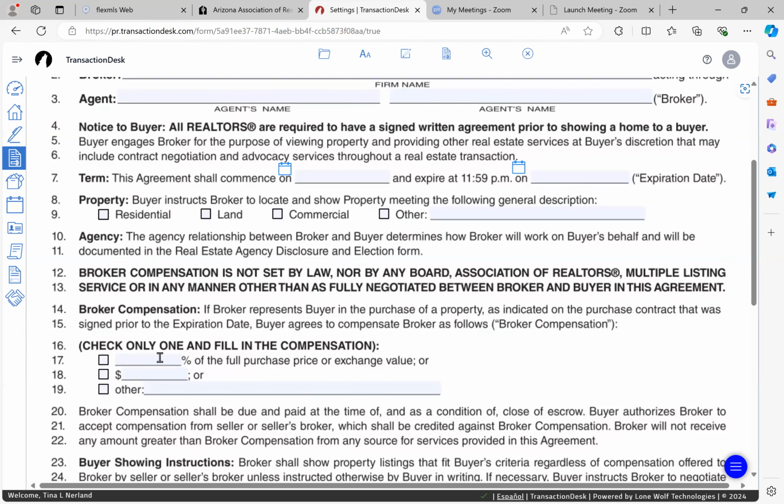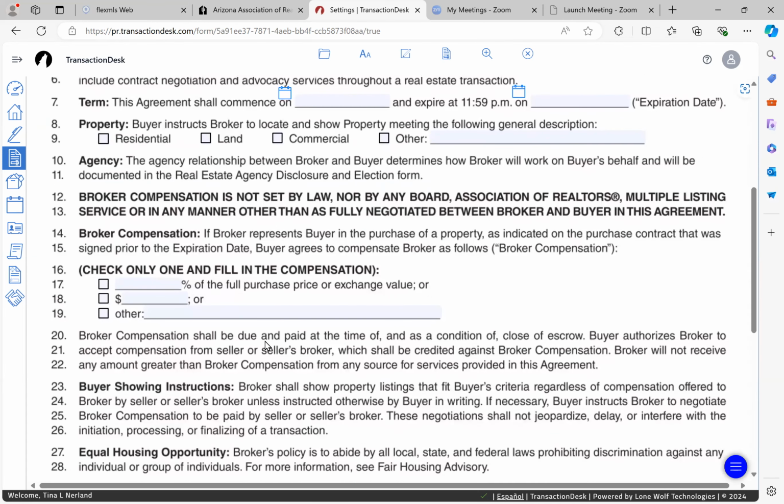So you put 3% in here. So you're showing them houses, you put an offer in. This is still in effect. It hasn't expired. Their contract gets accepted. You get paid, and you want to put that percentage in here. It could also just be a dollar amount or another.